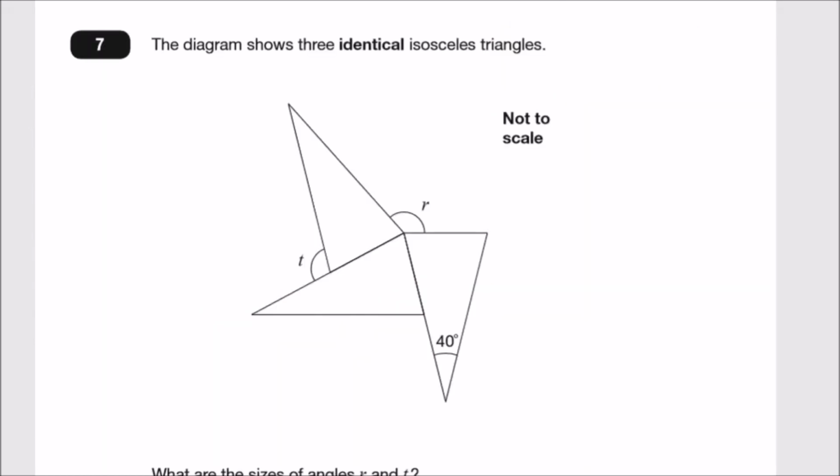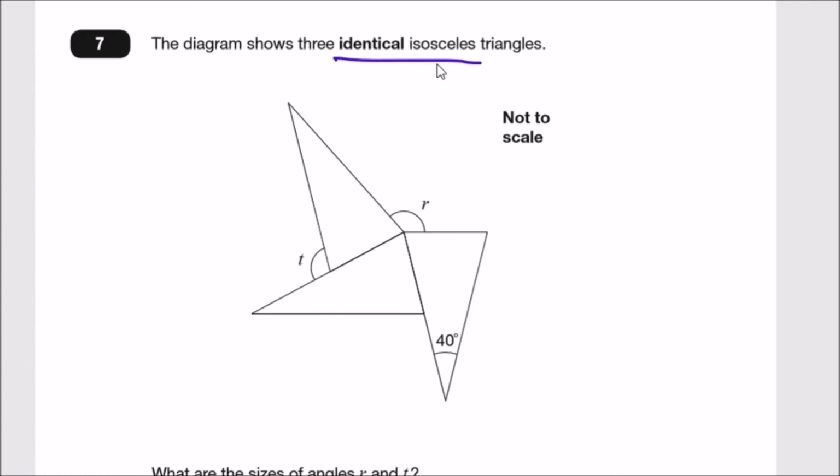Okay, here we go, a geometry problem. So according to this question, the diagram shows 3 identical isosceles triangles. So they even told us, and they're all identical as well. So all of these are the same. So they could have used the word congruent because that also means the same.